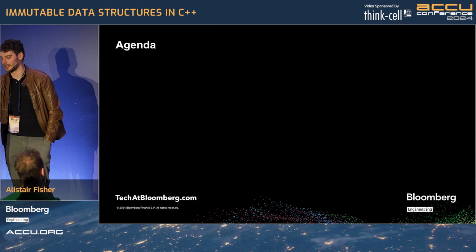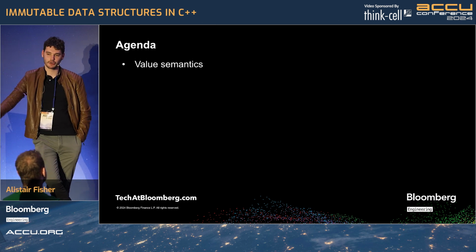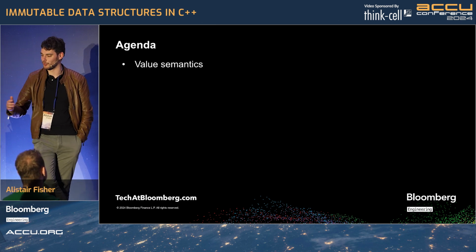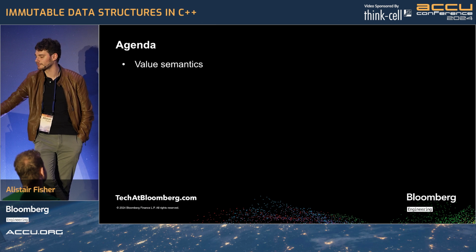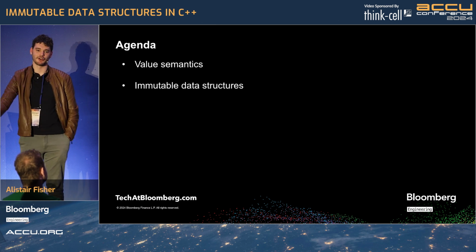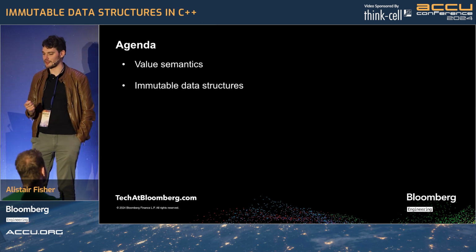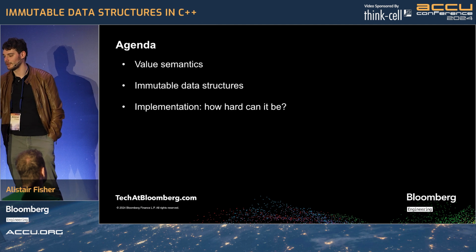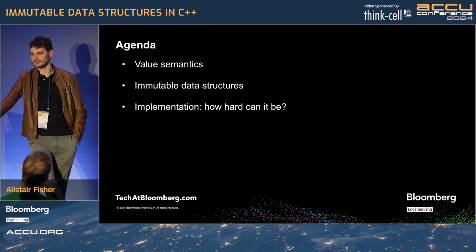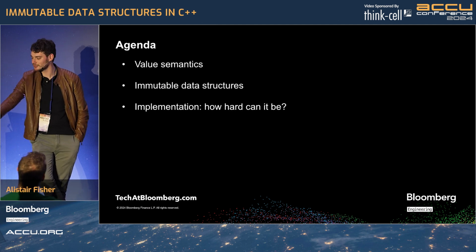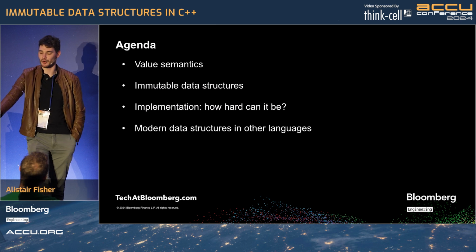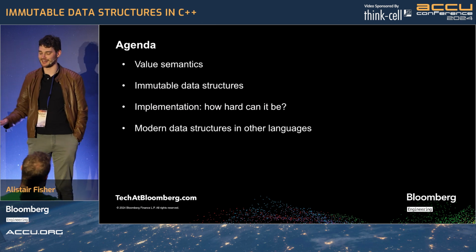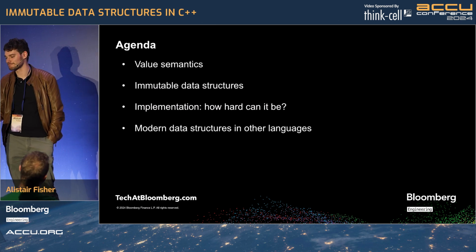So let's look at the agenda quickly. I'm going to start by talking about value and reference semantics, something a bit more in the real world of C++. Then I'm going to look at immutable data structures from a different perspective and see how those two things relate to each other. Then we'll look at some implementations. How hard can it be to do this functional stuff in the real world? It'll turn out actually quite hard. And we'll look at some of the more modern ideas from modern functional languages.